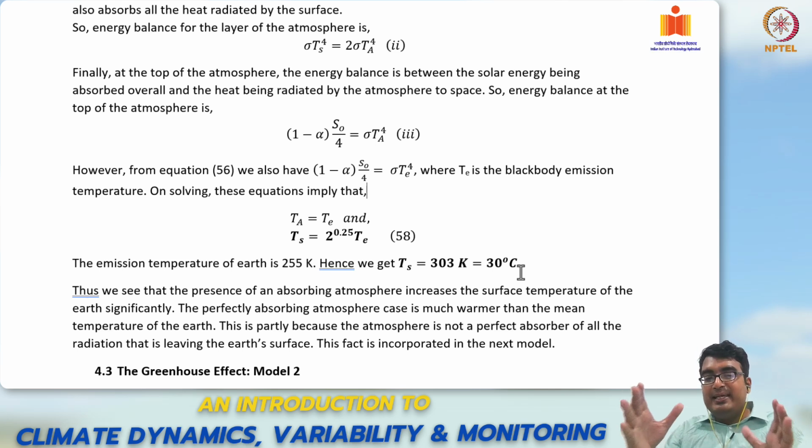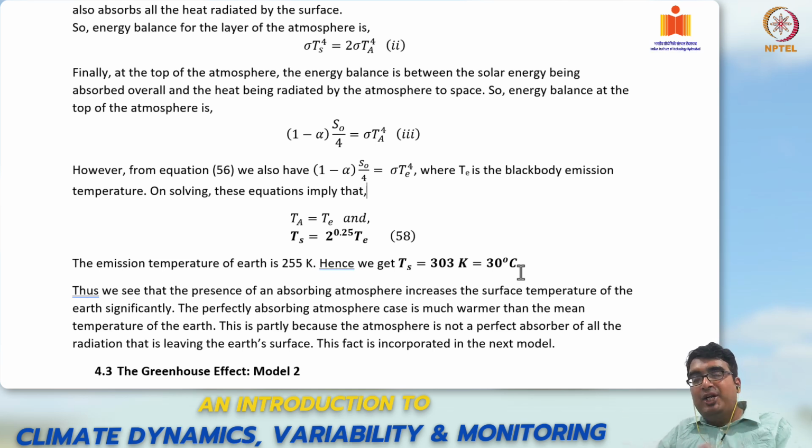But here you can see that if we had no atmosphere, then our surface average temperature would have been minus 18 degrees centigrade, and if we had a perfectly absorbing isothermal atmosphere, the surface would have been much hotter at 30 degrees centigrade. The reality is in between. We have a partially absorbing atmosphere, and we will see how much is that fraction of partial absorption in the next class. Okay. So see you till then.